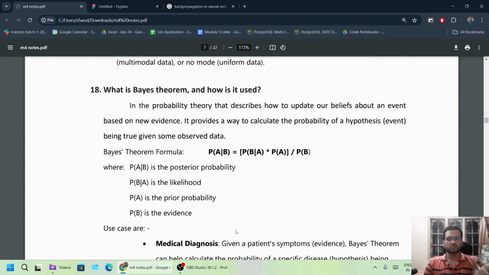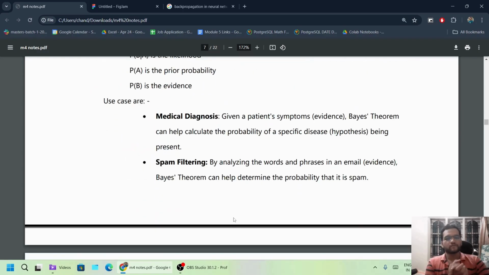Let us see what the use cases are. As I told, the first use case is medical diagnosis. Given a patient has symptoms, that is the evidence, Bayes theorem can calculate the probability of a specific disease being present. The second one is by analyzing the words and phrases in an email, Bayes theorem can help us determine whether it's spam or not. In our day-to-day life, our Google Gmail account uses Bayes theorem to filter out the mail which we receive.